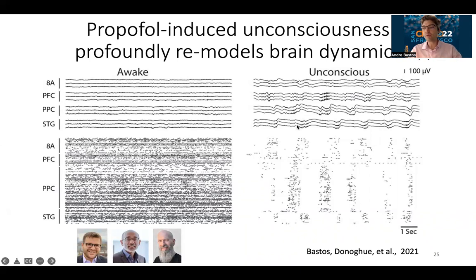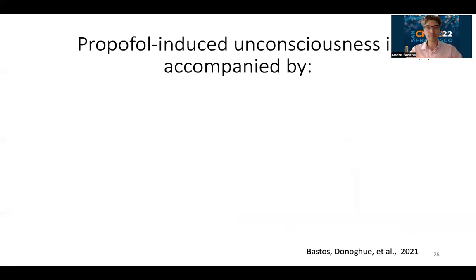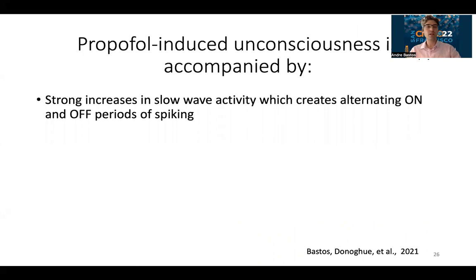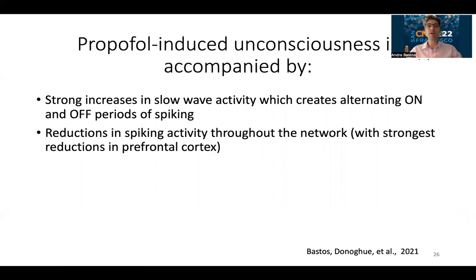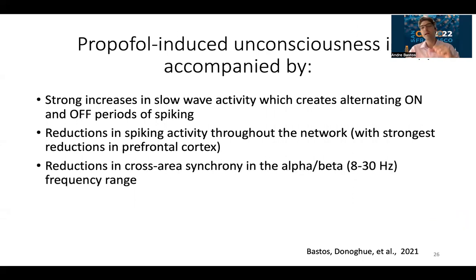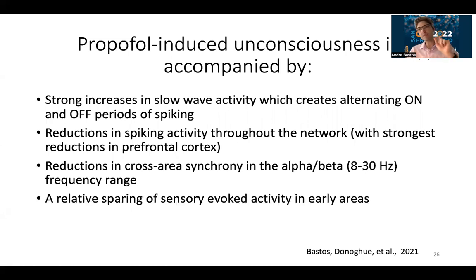And these slow frequency waves, they synchronize spiking across cortex. So spiking gets less numerous, but it also gets really locked to these different waves of the LFP. And so propofol-induced unconsciousness is accompanied by a host of factors. These strong, slow waves create alternating on and off states for spiking, reductions in spiking activity throughout the network, with the strongest reductions in spiking happening in prefrontal cortex, and also reductions in cross-area beta, with a relative sparing of sensory evoked activity in early areas.